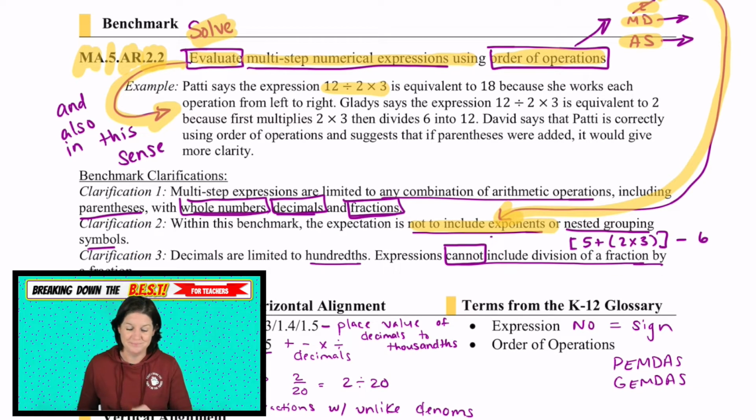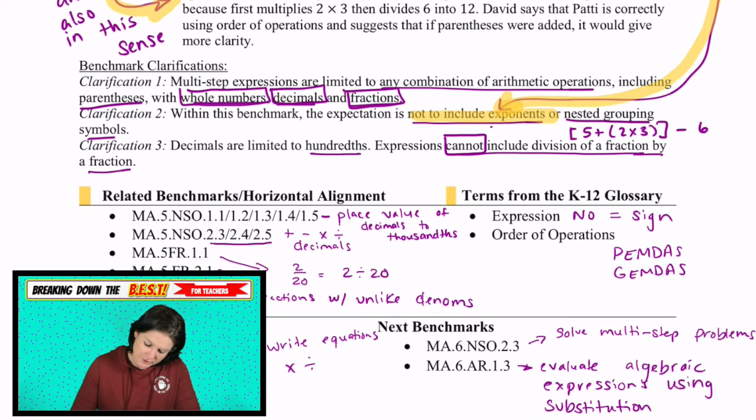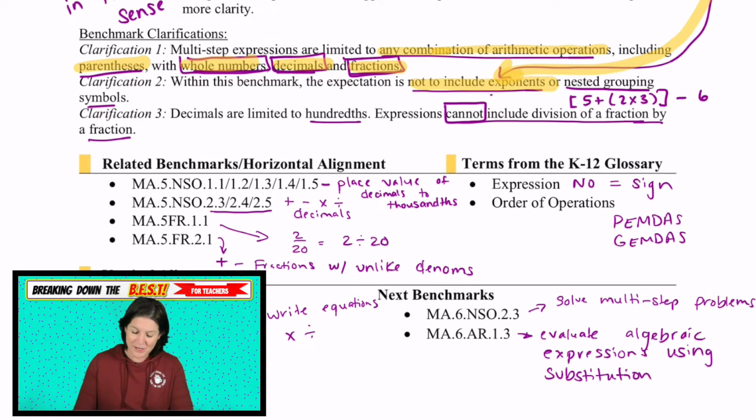Okay, the benchmark clarifications. It says that multi-step expressions are limited to any combination of arithmetic operations, including parentheses, whole numbers, decimals, and fractions are involved here. Again, the expectation is not to include exponents. In the Common Core standards, exponents were included with a base of 10, but this year they are not, okay? So you can just skip that step in your PEMDAS operations.